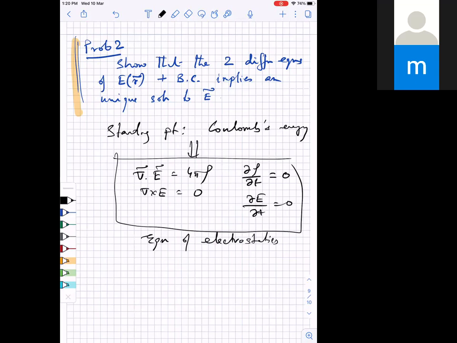The second equation is an identity, right? Del cross E is zero. So I'm using just the first equation, del dot E. Yes. Then I'm saying, why then are you giving two equations? No, we just need to use the second equation. Right? Somehow you must use the other equation also.